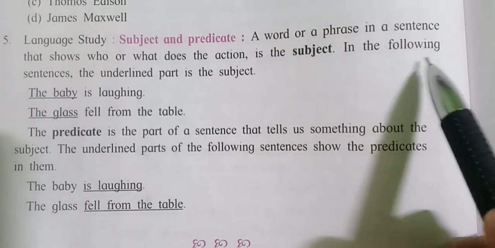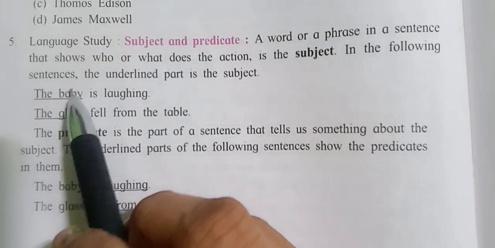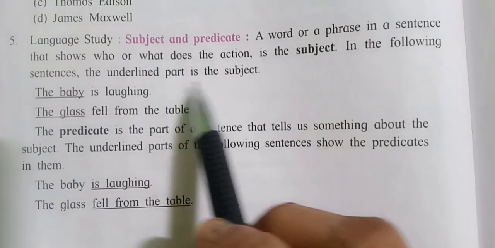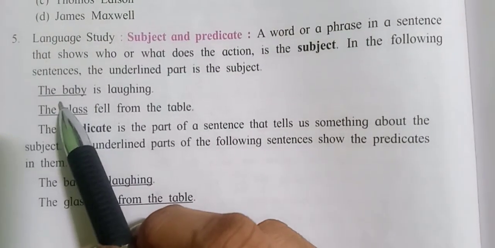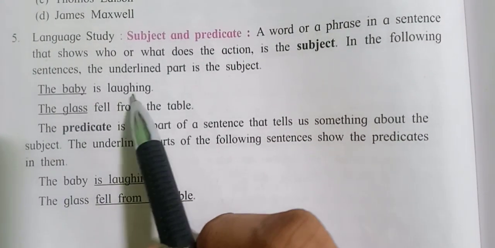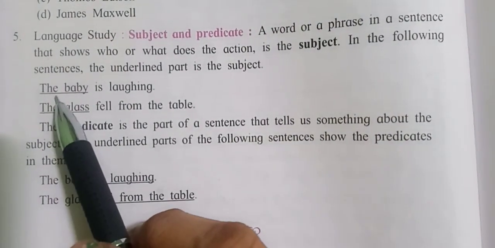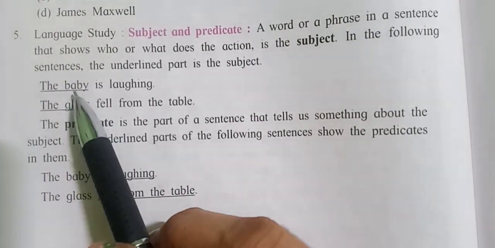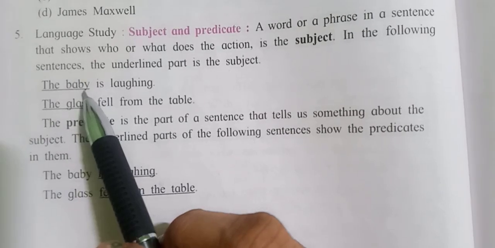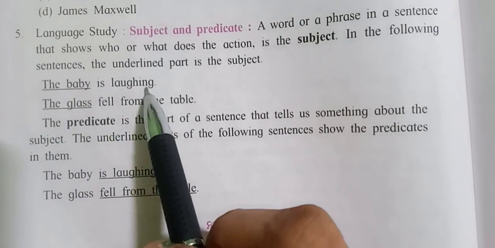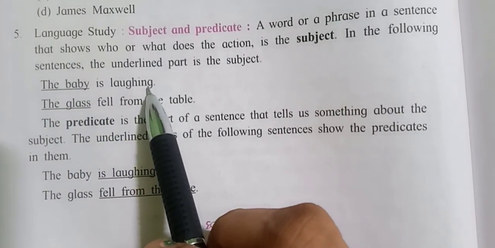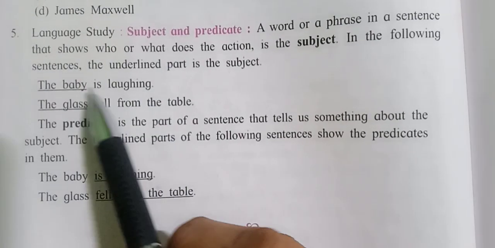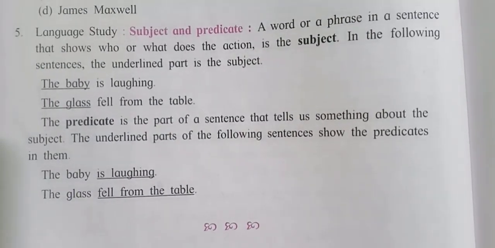Now let us see in the following sentences, the underlined part is the subject. So see the first sentence here, the baby is laughing. So here the baby is underlined. It means the action. Who is doing this action? The baby. Laughing is the action in this sentence and the baby is doing this action here.